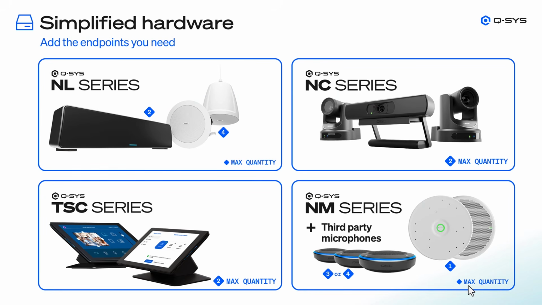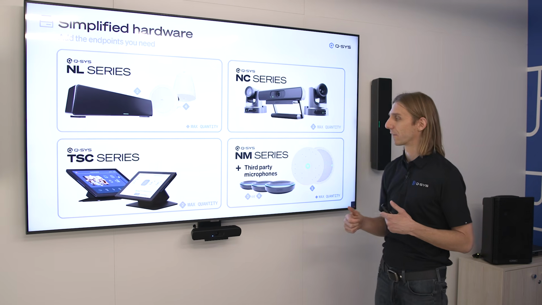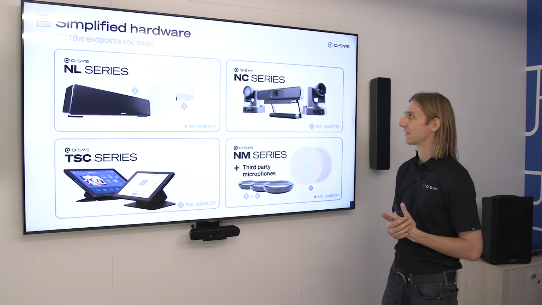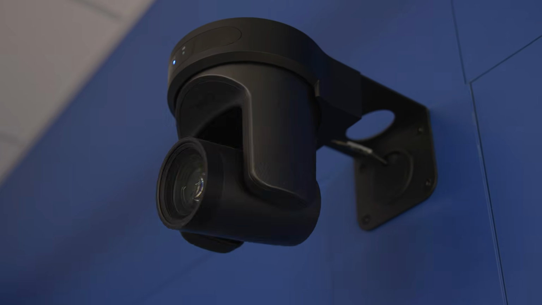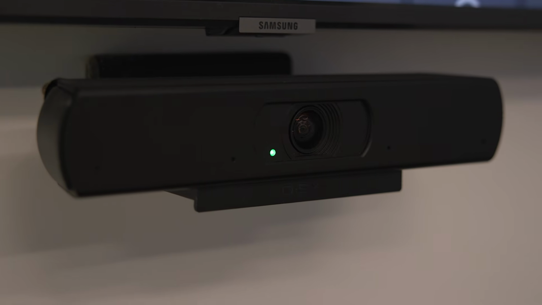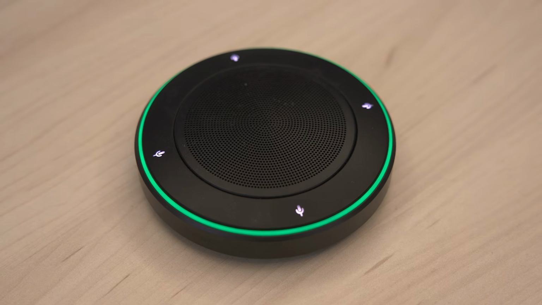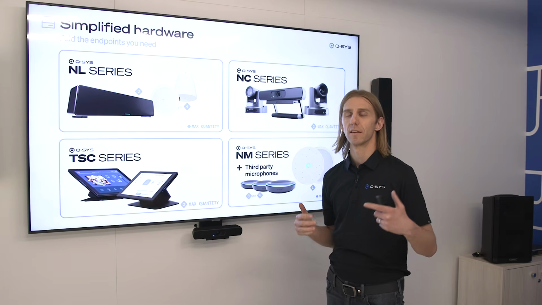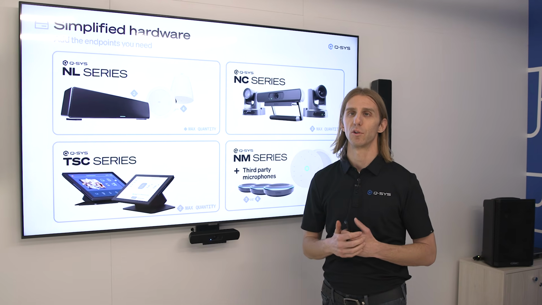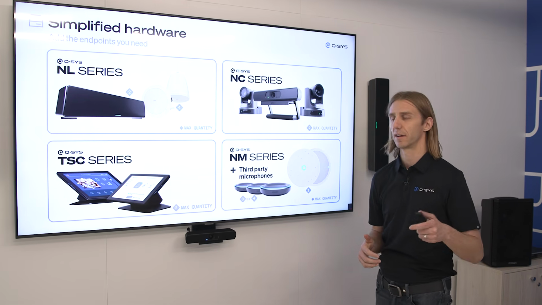And let's talk modular. So there's plenty of collaboration devices to choose from in the Q-SYS portfolio to really build to the needs of your space. We have NL series loudspeakers, soundbars, pendant, and ceiling options. We have our NC series network cameras, both PTZ models and ePTZ models, such as our brand new NC90G2, and our TSC series network touchscreens, our NM series tabletop microphones, and we're also compatible with Dante-enabled ceiling microphones, such as Sennheiser, Shure, Audio-Technica, you name it.